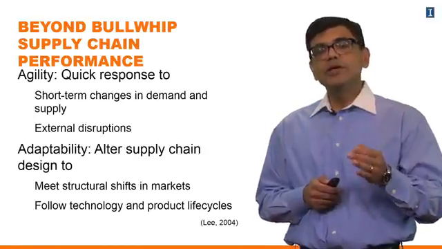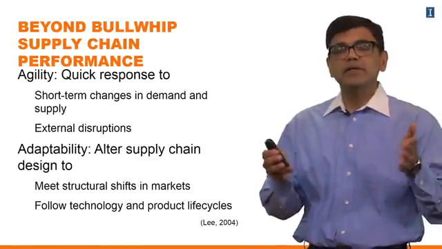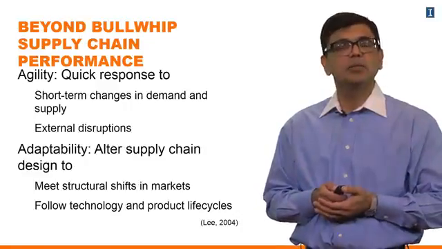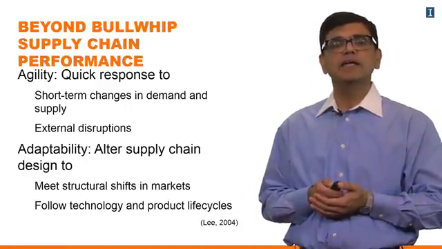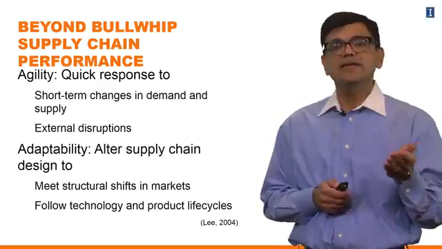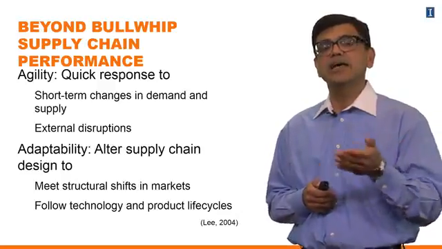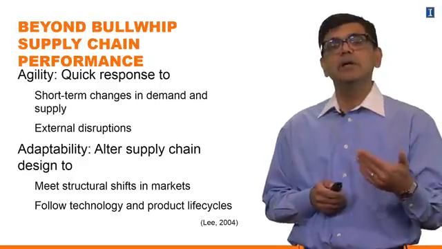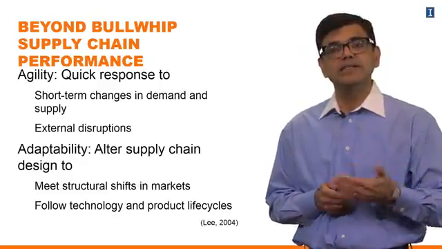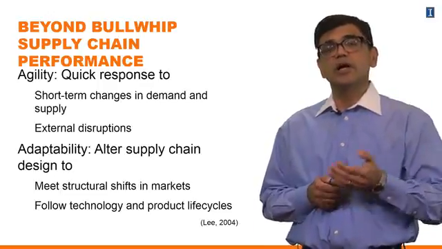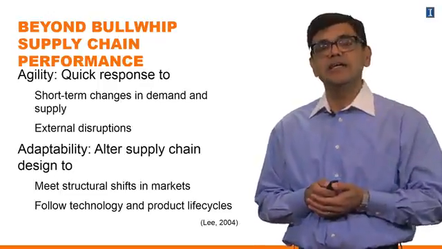So moving beyond the idea of the bullwhip effect, even if we can take care of the bullwhip effect, or let's say that we don't have to worry about the bullwhip effect anymore, the idea that supply chains need to be agile and adaptable is becoming more and more prevalent in the academic literature as well as with practitioners. So what do we mean by agility and adaptability?